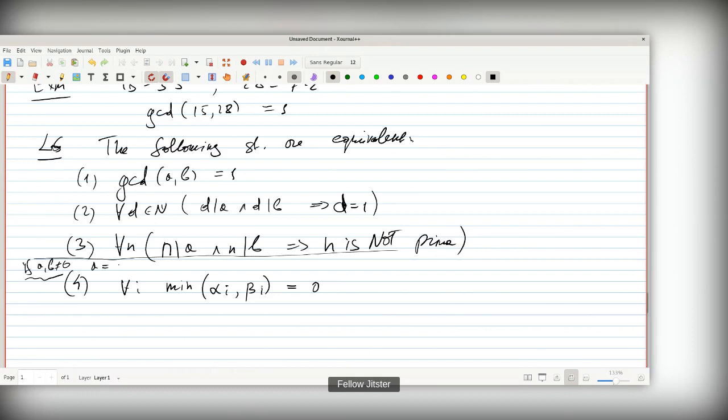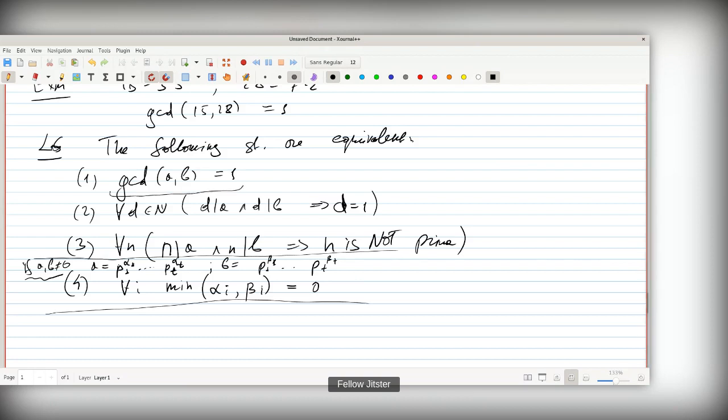Let us factorize them. If A was, say, P1 to the power alpha 1 and so on, and B was P1 to the power beta 1, and so on up to Pt to the power beta t, then the minimal value of these exponents is always 0. How can one prove it? In general, it is quite obvious.